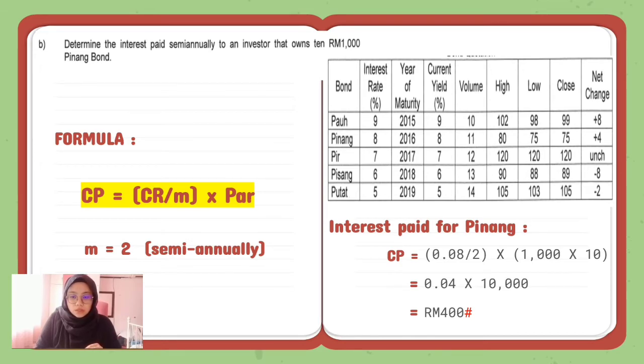Now, for the calculation to find the interest paid for Penang bond, it is CR divided by M, which is 0.08 divided by 2, and the 1000 needs to be times 10 because the question said the investor owns 10 of the 1000 ringgit. So the par value of 1000 needs to be times 10, and you will get 0.04 times 10,000 equal to 400 ringgit. So the bond issuer needs to pay 400 ringgit of interest two times a year to the investor.